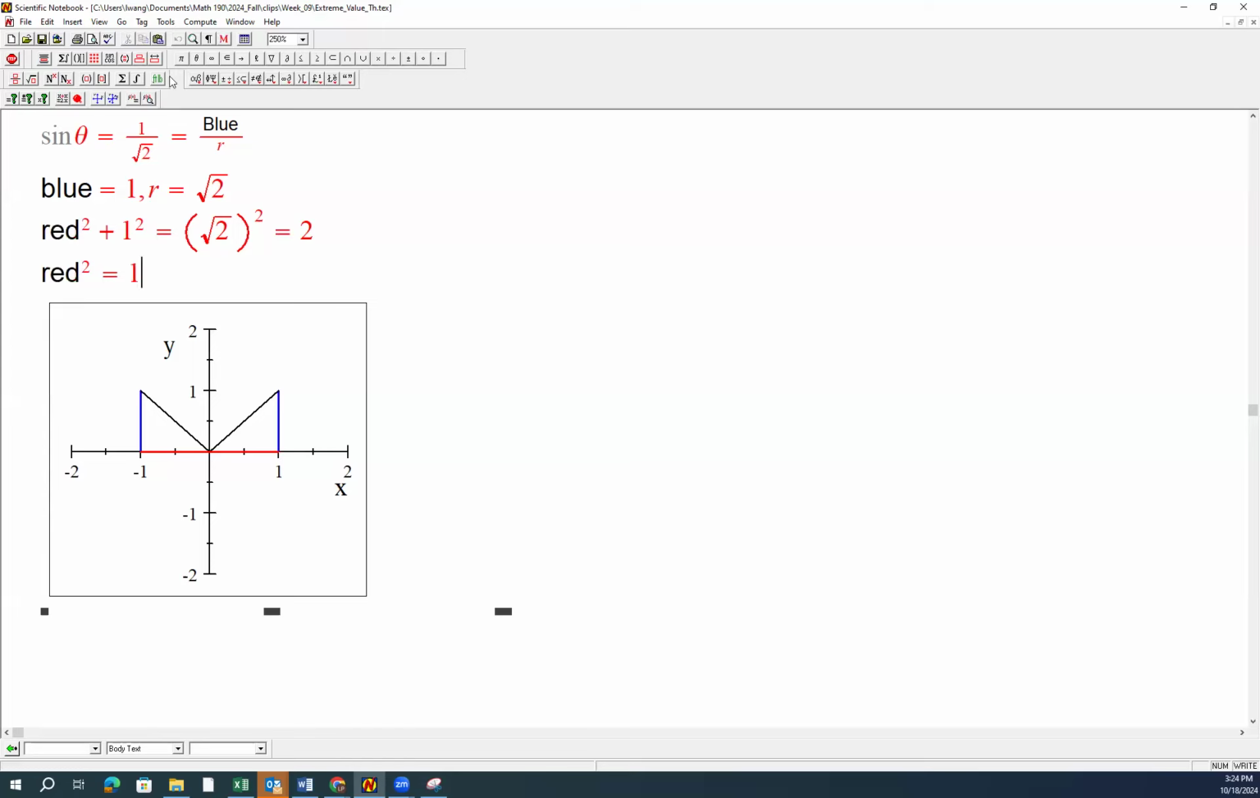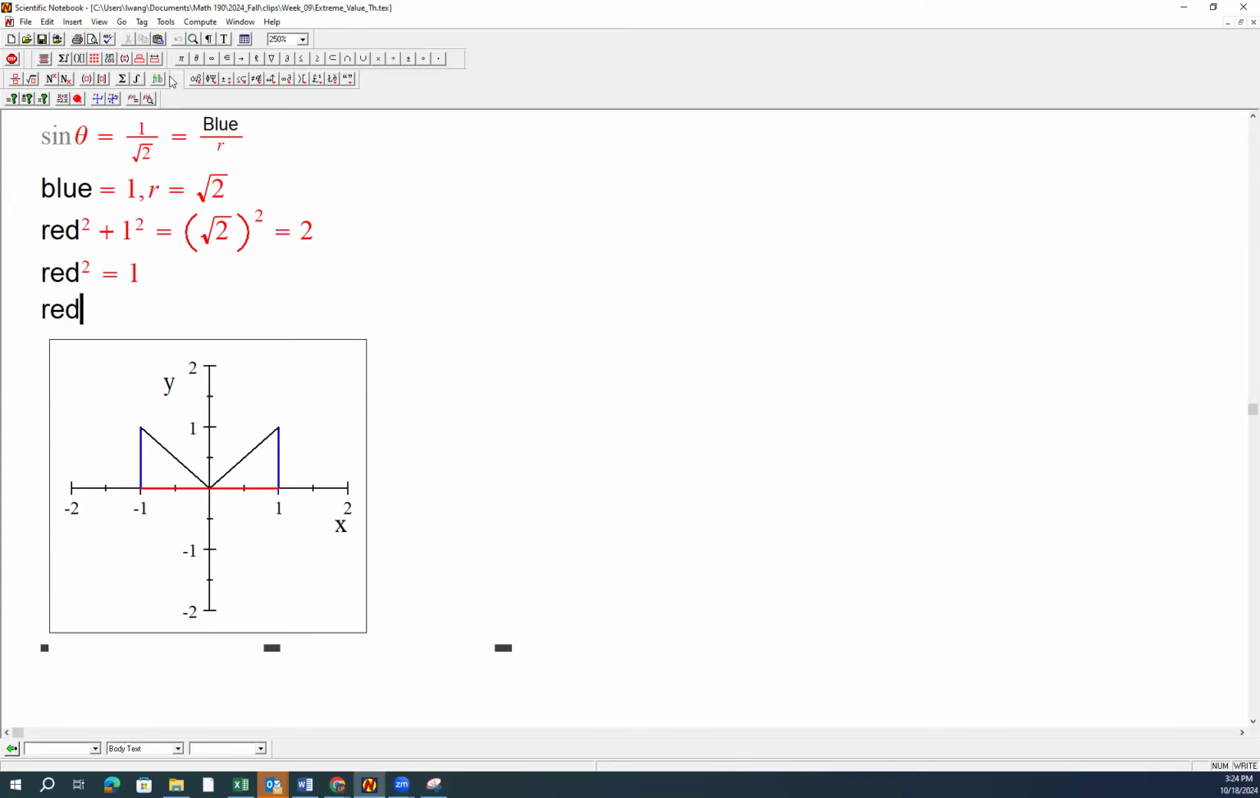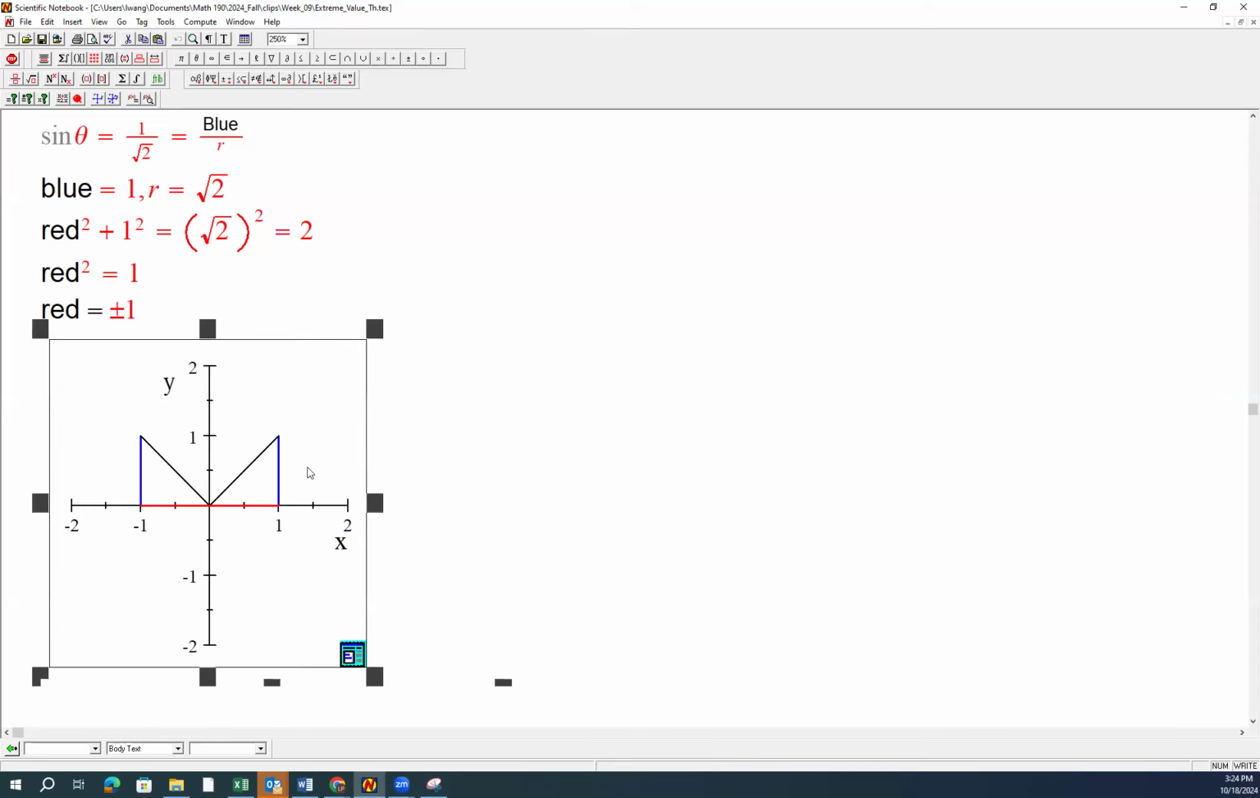Red squared equals 1, so red would equal either +1 or -1. So this red is +1 and this other red is -1. So we have 2 red. What we see here is red and blue are the same length, and so this is an equilateral triangle. I'm sorry, this is not an equilateral triangle. It's an isosceles triangle. The red and blue are the same length.